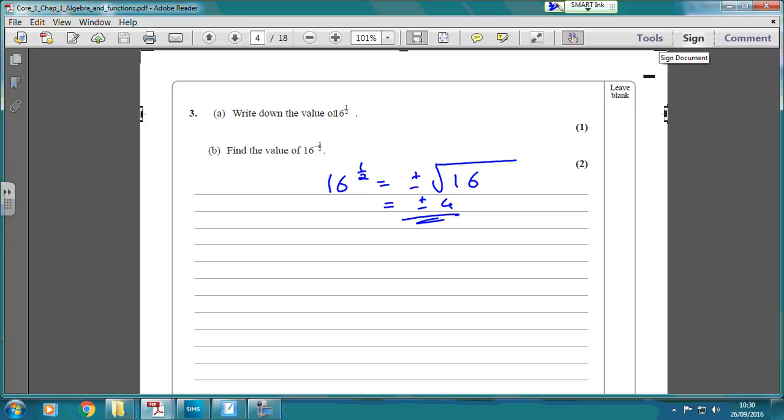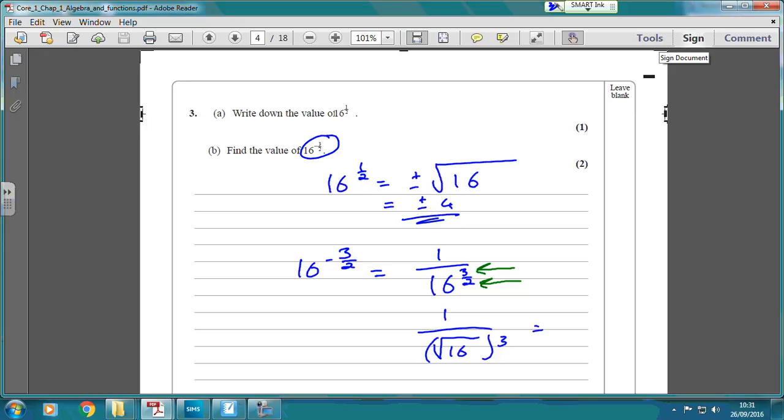Now the next one, we've got a negative power. It's going to be 16 to the power of minus 3 over 2. Now the first thing we do with negative powers is 1 over 16 to the power of 3 over 2. Now the way we deal with fractional powers, the bottom is the root. So that's going to be the square root. And once we've done that, we raise it to the power. So it's going to be 1 over the square root of 16, and then you're going to cube it.